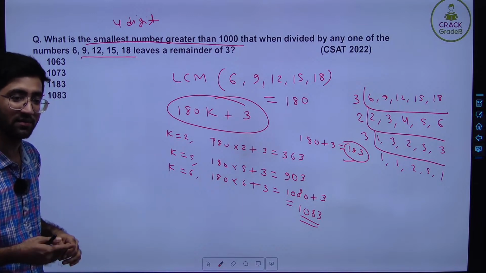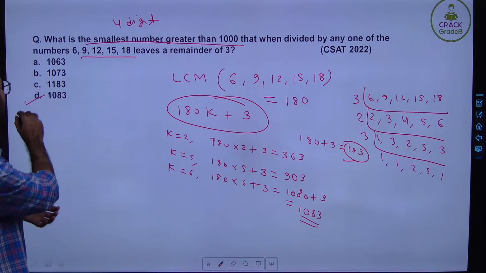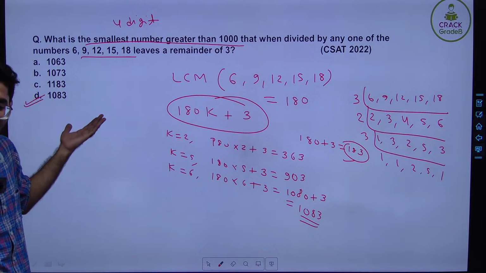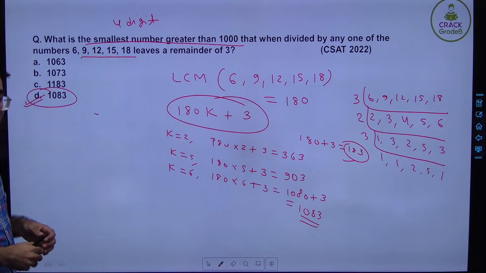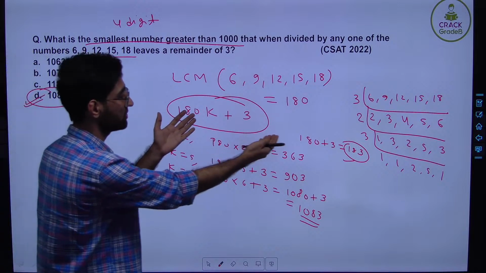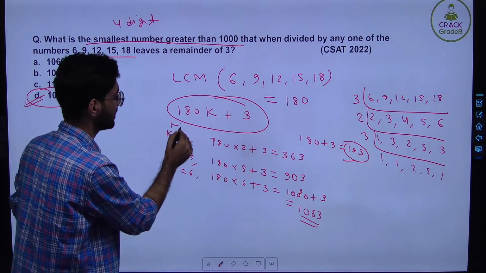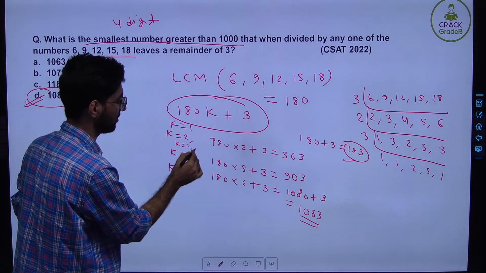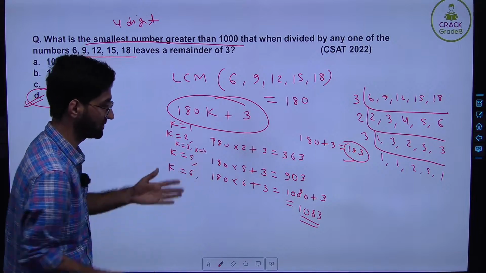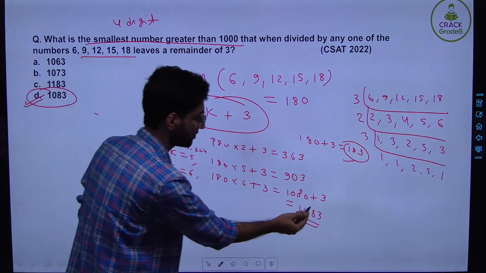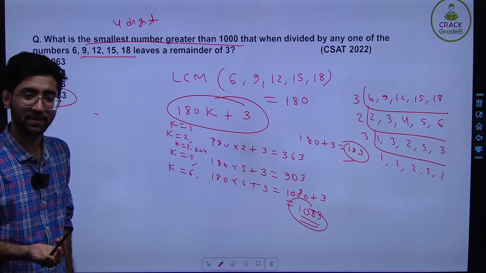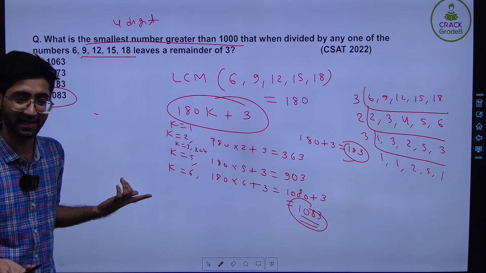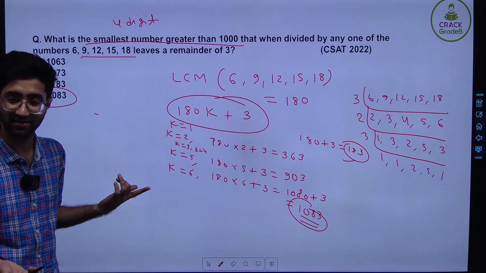Yes, correct, it is simple that you can also use options. And if you use options, you will find only option D is correct. And if you are able to think in this way, you can start putting the value of k equal to 2, 3, 4, 5, 6, and 1083 will be the correct answer. Any doubt? See, you will have to pick one method at least.